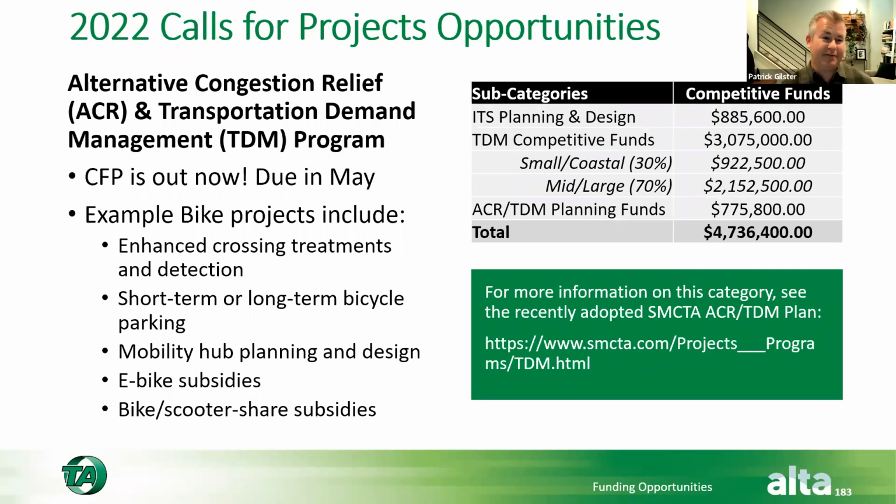So the most immediate funding source that the TA has: this January, we adopted our first ever Alternative Congestion Relief and Transportation Demand Management plan that is helping to guide our, I know it's a long name, our ACR TDM program. So 1% of Measure A and 1% of Measure W goes to fund this program. Our call for projects is out now with applications due in May. Some examples of bike projects that could be included in this are really anything that's enhancing crossing treatments and detection, which can apply in our ITS category.